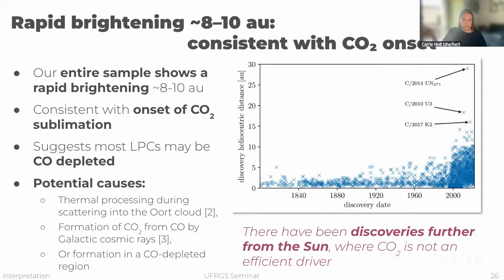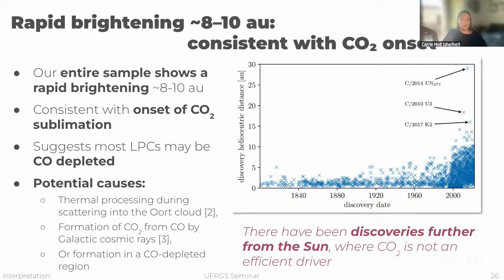This figure also shows, though, that there have been several comets discovered beyond 10 AU. We have C/2017 K2, which was discovered at 15 AU, but it had pre-discovery observations much further back, up to I think 20-something AU. And then we have the largest known comet that we have, C/2014 UN271, which was discovered active at 28 AU.